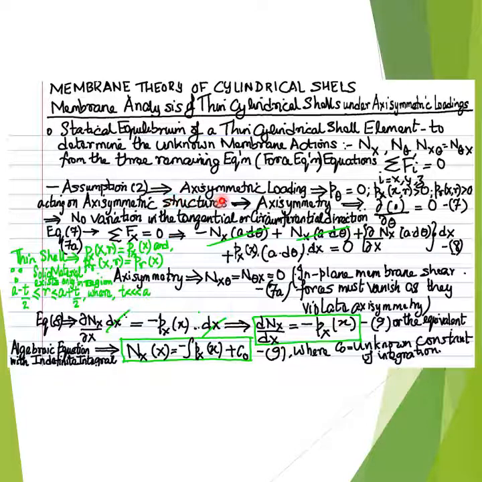For the condition of axisymmetric loading to be valid, that is, for the simplifying assumption of axisymmetric loading on the differential thin cylindrical shell element to be acceptable and reasonable, the only finite or non-zero external loads that can act on the differential thin cylindrical shell element are the axial load Px and the radial load PR.